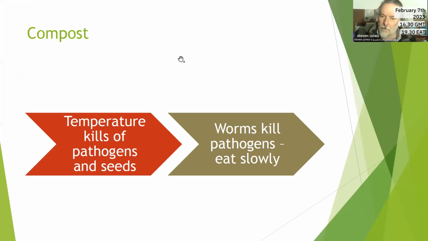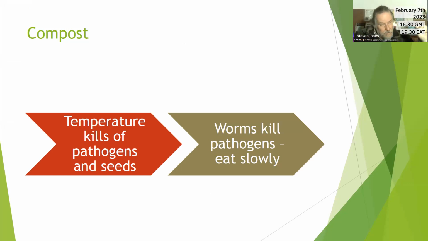So within a compost heap, we raise the temperature, we create the right conditions for the thermophilic bacteria to do a lot of breaking down, and then that will kill many of the pathogens and seeds. As the heap cools down, other organisms will move in, and you'll see compost worms appearing, and other organisms. And as they digest the compost material, they also kill the pathogens.